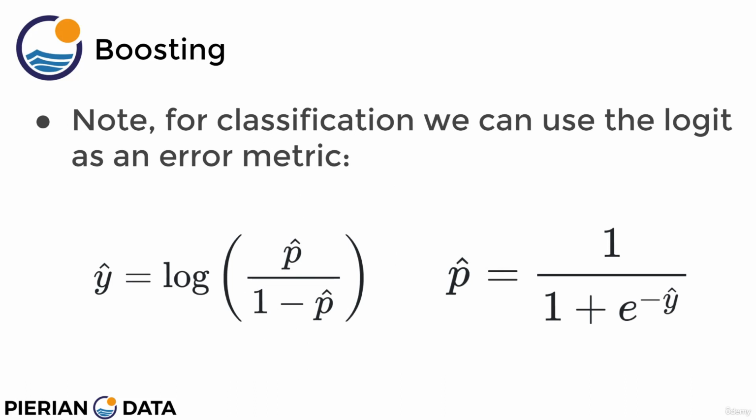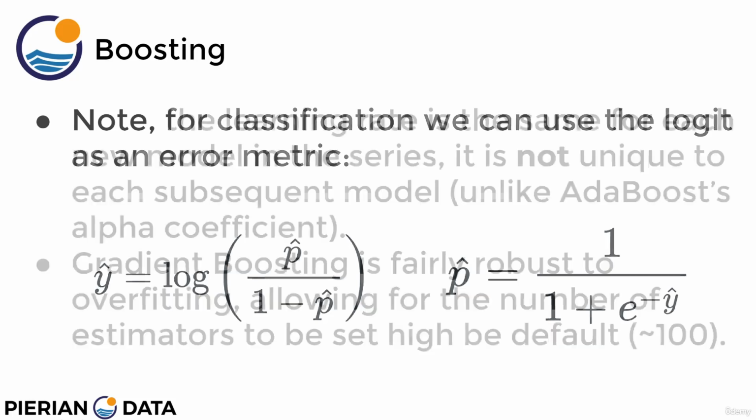Now you should note, for classification, we can just use the logit as an error metric. And you're already familiar with these formulas if you've gone over the logistic regression lectures. And if you are a little fuzzy on these, go ahead and review those logistic regression lectures, because we go deeply into using logistic regression there and how we can measure classification error. But this is how you would predict y hat and be able to measure the error based off a classification, essentially just measuring your logits or probabilities.